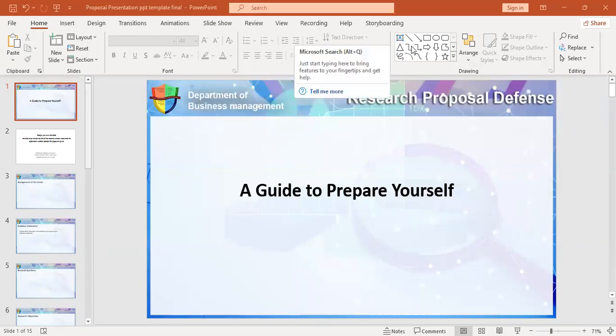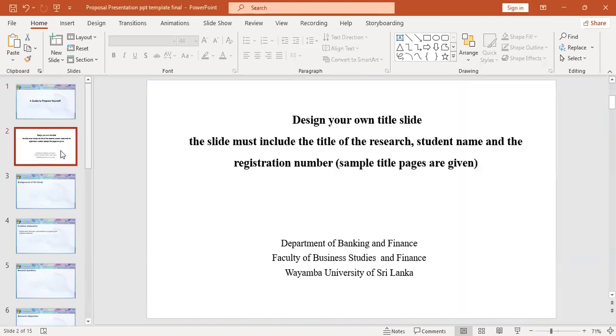Hello everyone. This will be a simple guide for you to prepare your presentations and to prepare yourself for the presentation. So in your presentation, you can prepare your title page. That can be your own design, but however, in your title page, you must include your title, your name, index number, and the name of the department as well.